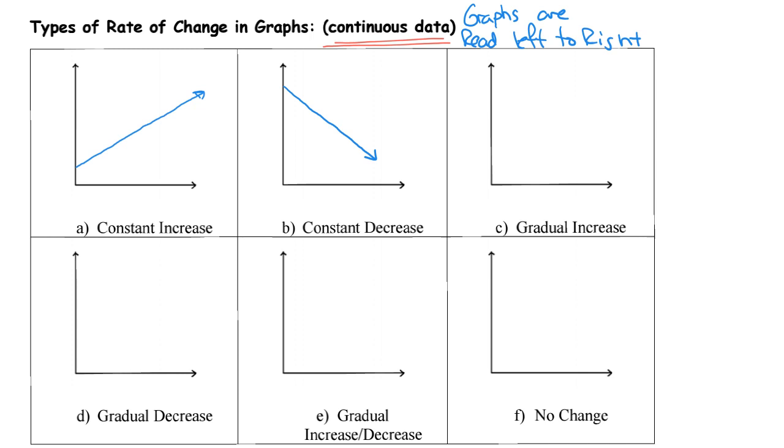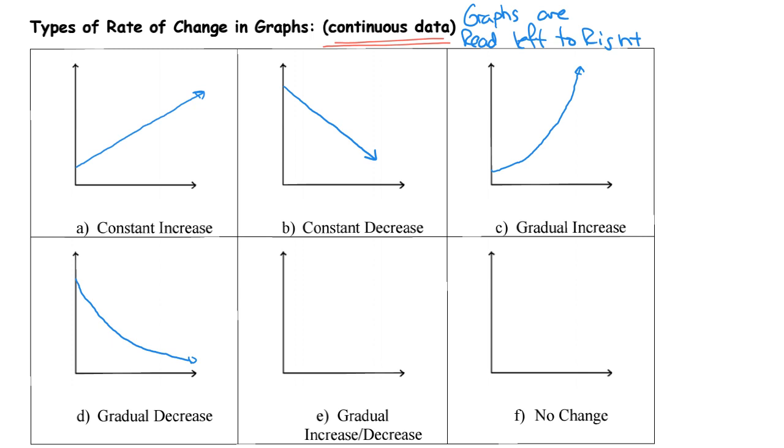Okay, so gradual increase means it's going to start low and it's going to increase, but it's not going to do it as a straight line. It's going to do more and more and more. It's gradually increasing more and more. At least that's the intention here. Gradual decrease would be something that starts kind of high and drops down, and then it's constantly decreasing, but by a smaller amount here.